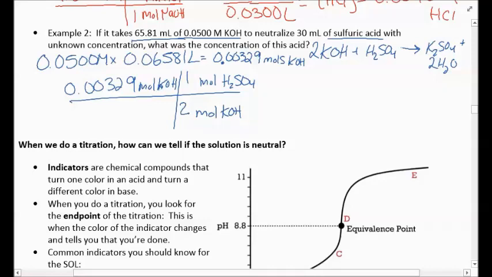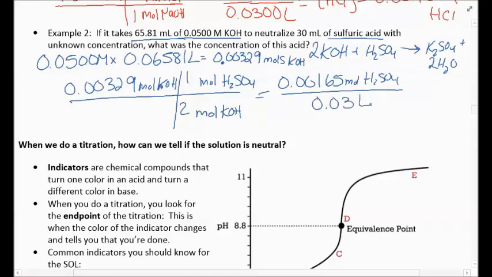So I'm going to take my value and divide it by 2. And I'm going to end up with 165 moles of H2SO4. I'm going to divide this by my volume in liters. You'll notice that 30 has 1 sig fig, so my answer will need to have 1 sig fig.